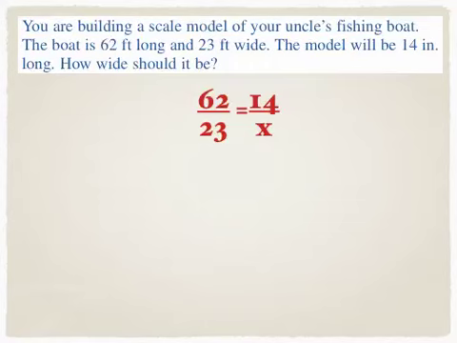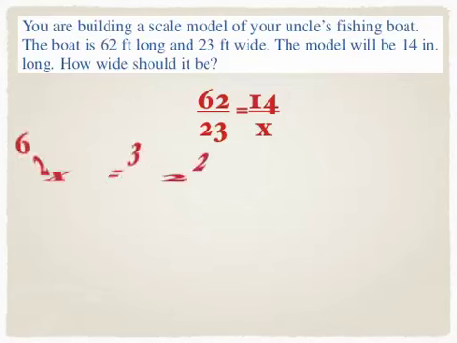You could have flipped these upside down. You could have 23 over 62 equals x over 14. You could have also put the 14 over x first, equals 62 over 23. Like I said, there are several different ways that you could write a correct proportion for this problem. Any way that you write your proportion, this next step should be the same for everyone.